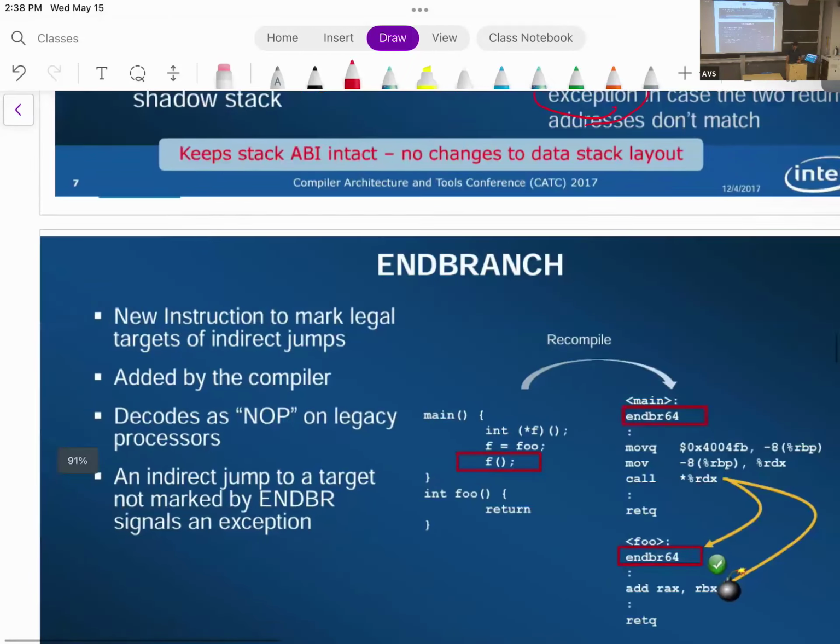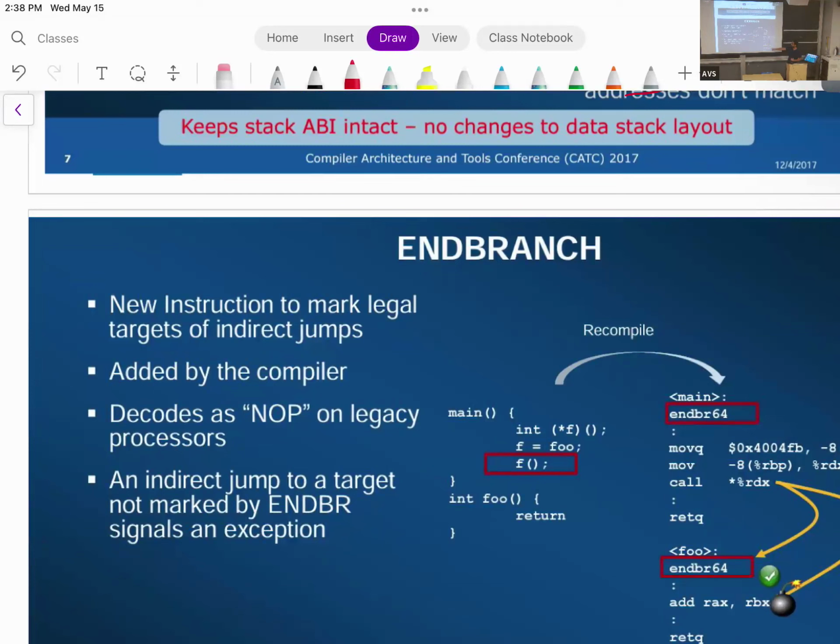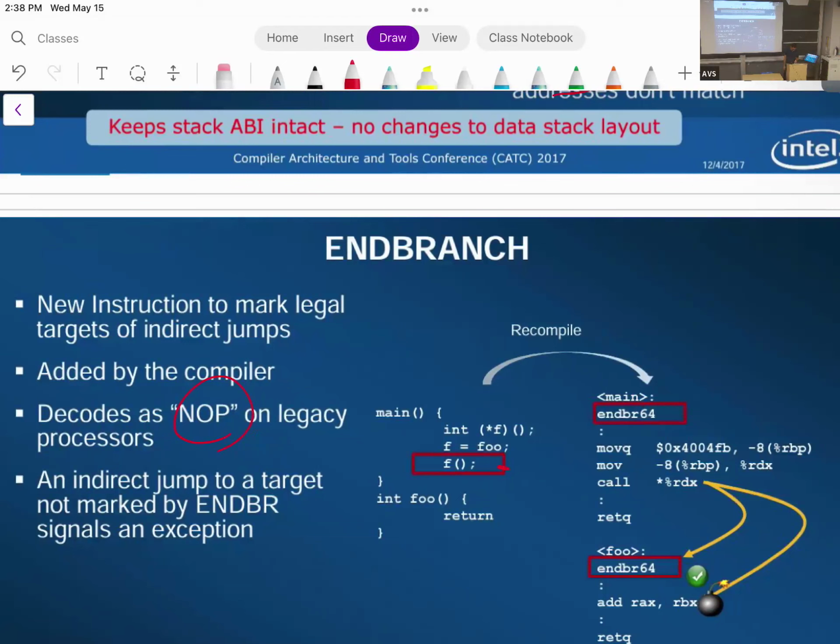And then the endbranch for indirect branches, by the way, is just a no-op. It doesn't do anything in regular systems. All it does is that when you have a jump, it can only jump to where the endbranch is. If it jumps to somewhere in the middle, then again that will create an exception, and the exception will be handled by the processor. Okay?